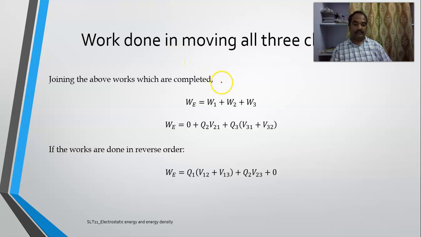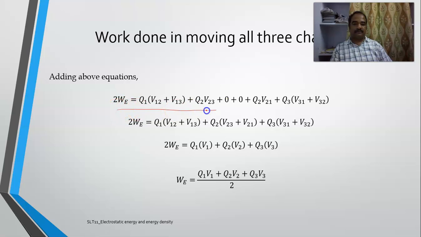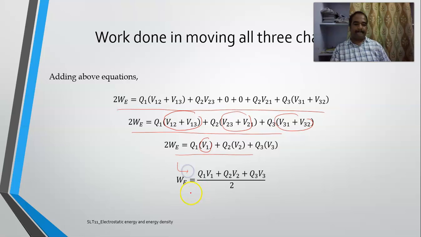Now if I add all these three, the work done in moving the first charge, second charge and third charge: for the first charge it is 0, this is the second charge, this is the third charge. Suppose the work is done in reverse order, and I bring the third charge first; it will be 0, then the second charge, then the first charge. Now let us add these two work done expressions. I'll take common terms, and if I join V12 and V13, I'll get V1, then V2 and V3. So this is WE.